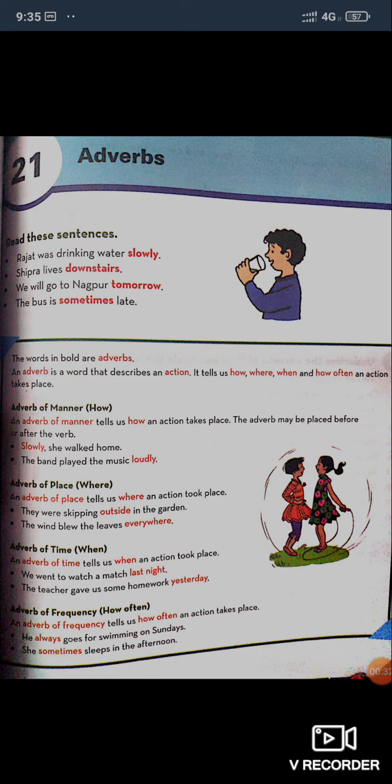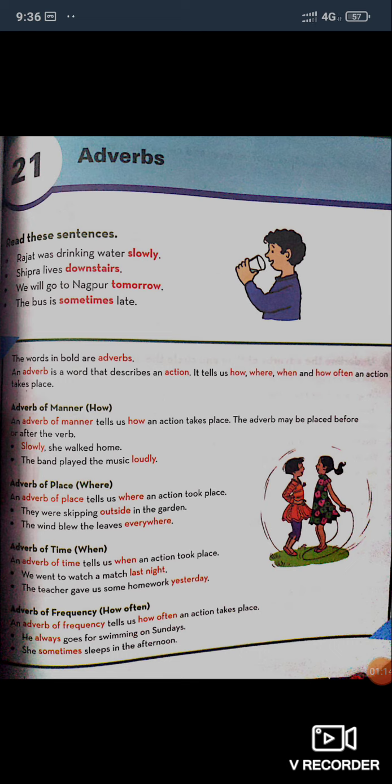Now let us first read these sentences. Rajat was drinking water slowly. Shipra lives downstairs. We will go to Nagpur tomorrow. The bus is sometimes late. Here you can see the words in bold are adverbs. How? Let us go with the definition that an adverb is a word that describes an action. Here, action means it tells us how, where, when, and how often an action takes place.